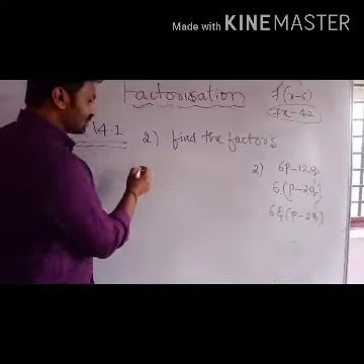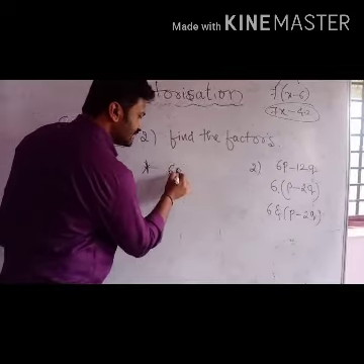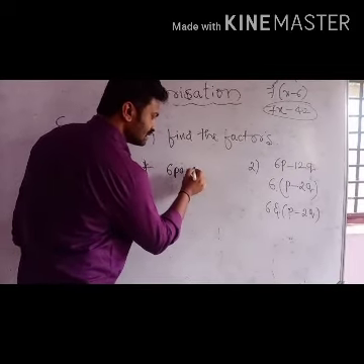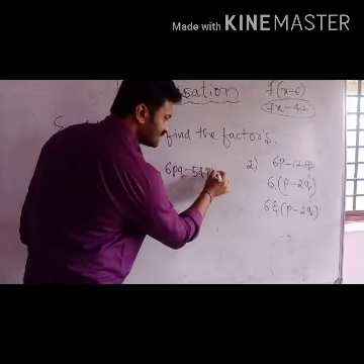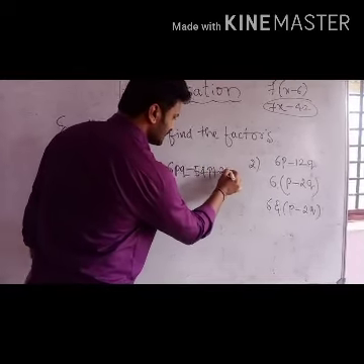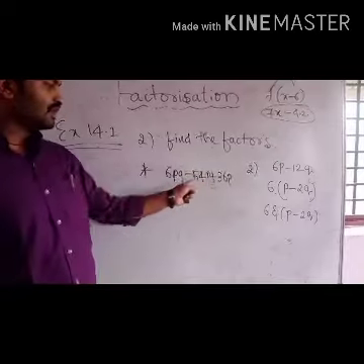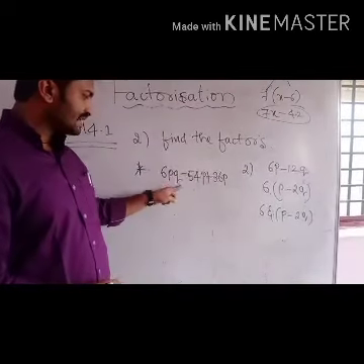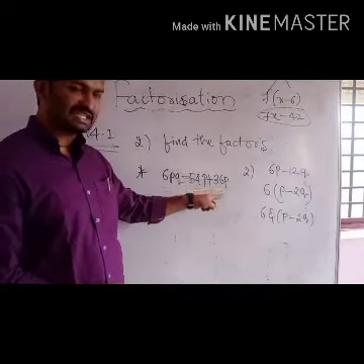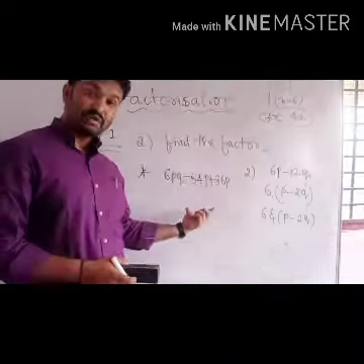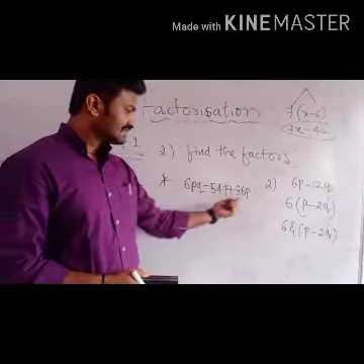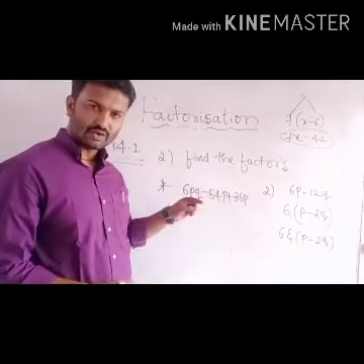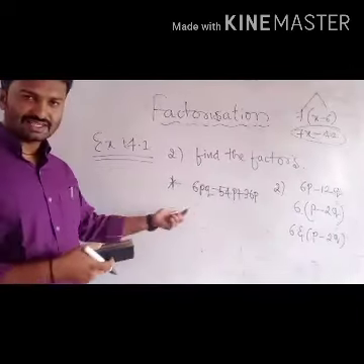You try this one. 6pq minus 54p plus 36p. You solve this one. Okay, 6pq minus 54p plus 36p. You find out the common factors of this. Is a trinomial, right? Okay, you find and send me the answer.